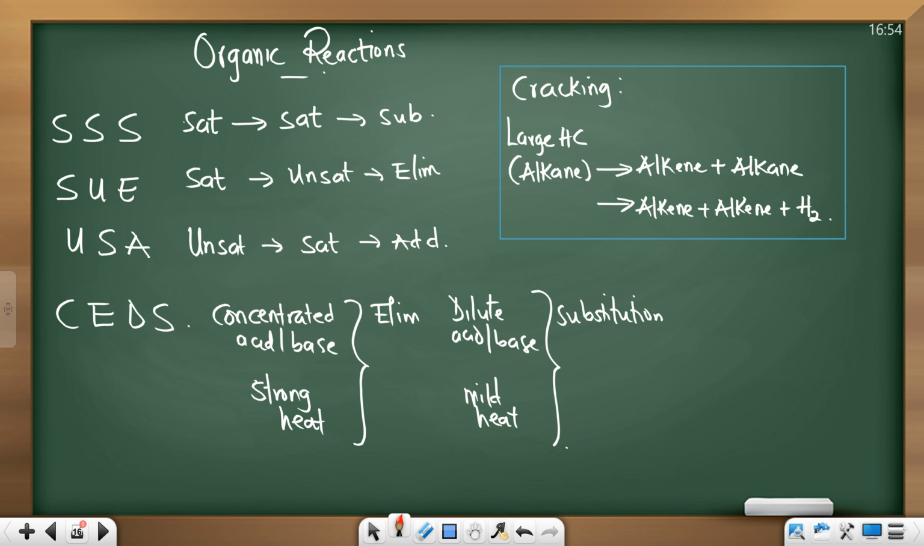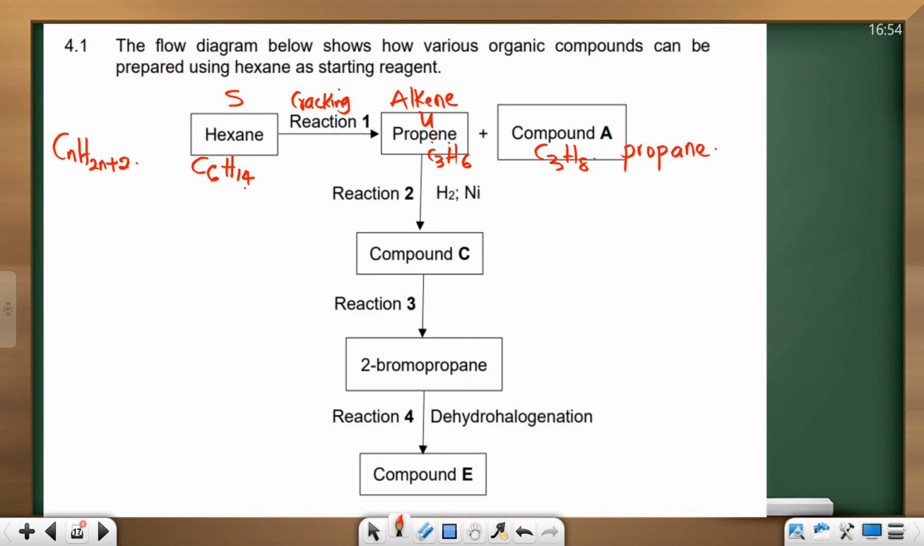Where is it going to take us? Saturated. What type of reaction? Automatically we are done with reaction 2. Reaction 2 is an addition reaction. Can you see what we are adding? We are adding H2 to C3.